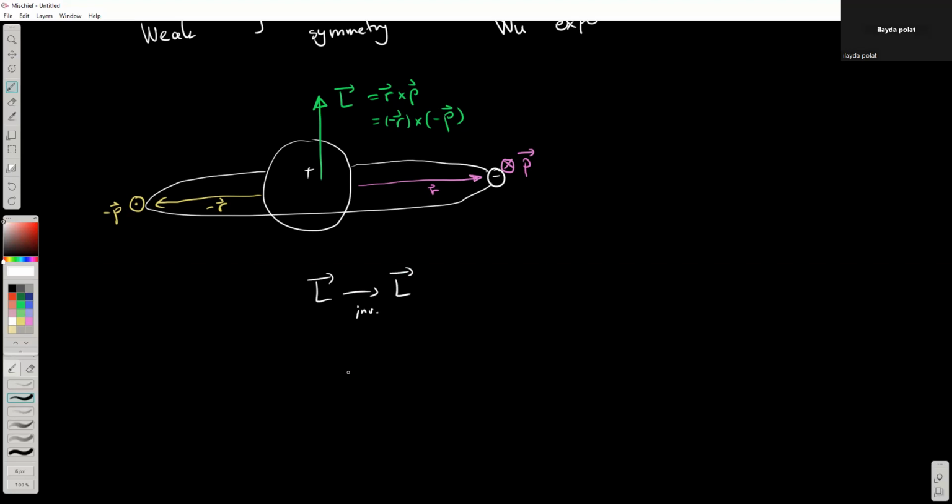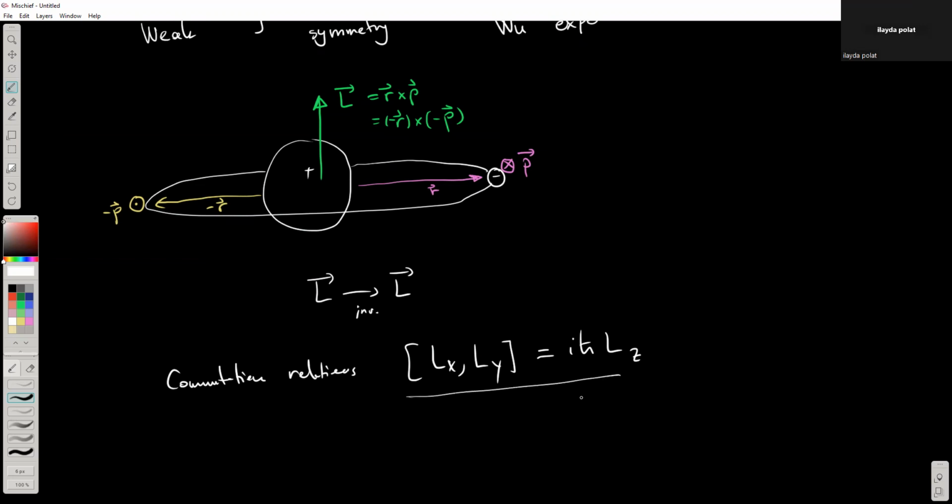This is also consistent with the commutation relations. So L_i, L_j is equal, sorry, I'm going to write x, y, and z in here, so it doesn't matter to write this thing down in the most general possible way. So this is the commutation relation of the angular momentum. If you think that the angular momentum changes sign, we have an inconsistency in here. So it is necessary that the angular momentum does not change sign. So this somehow confirms this behavior of the angular momentum.